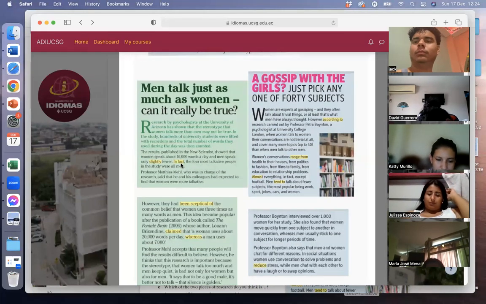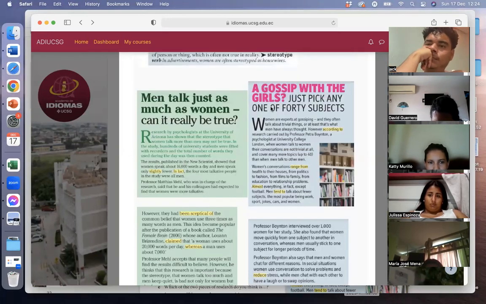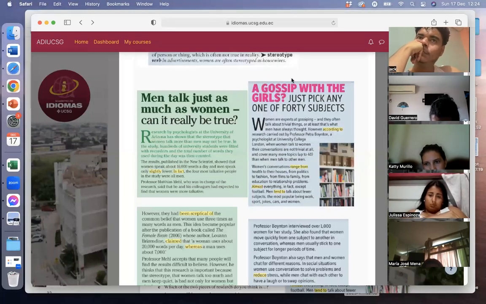Okay, so I would like you to read those two articles. Men talk just as much as women. Can it really be true? So finish reading this, and then a gossip with the girls. Just pick any one of the 40 subjects. Okay, do we know what gossip means?